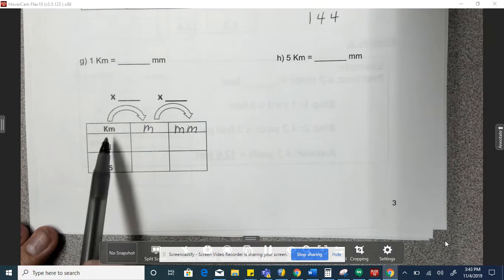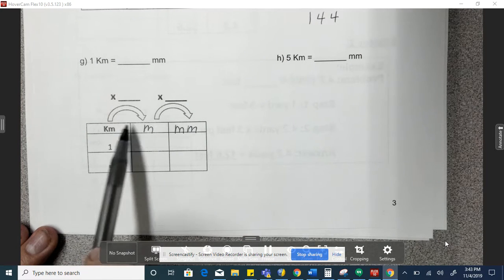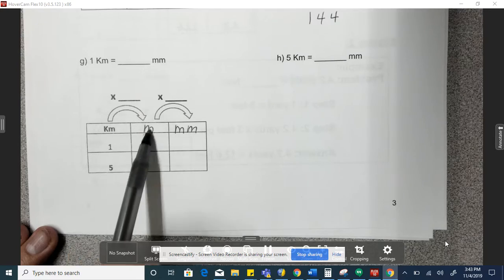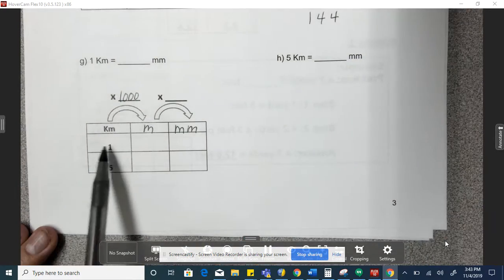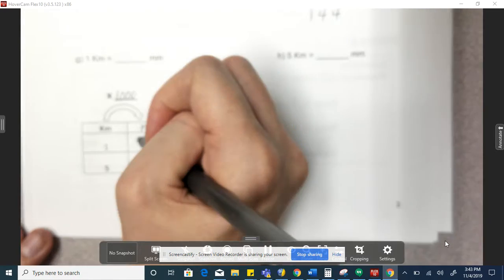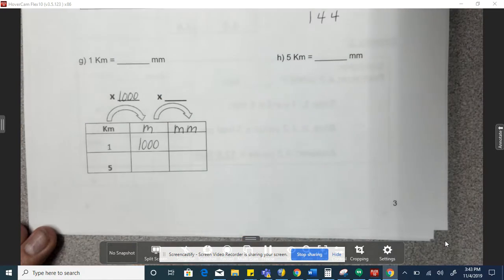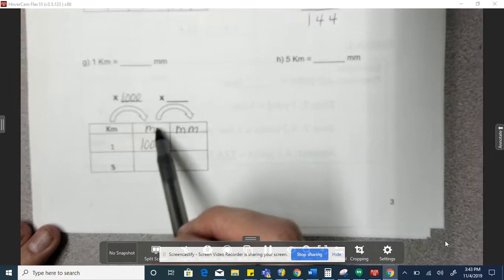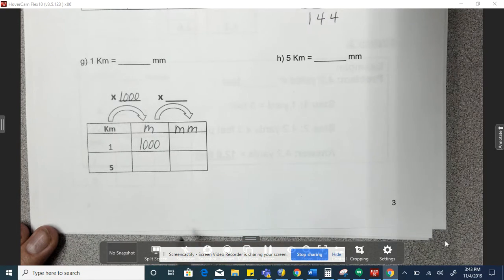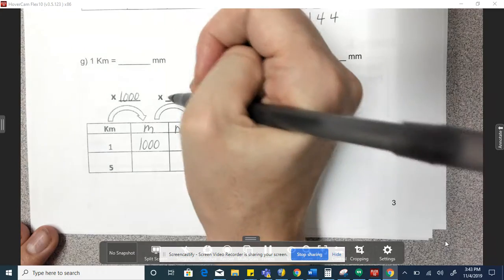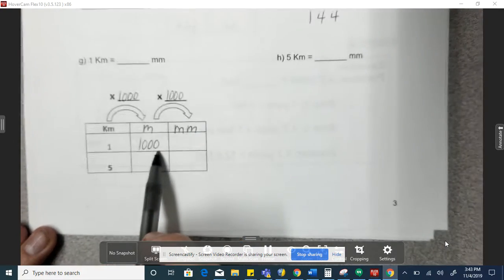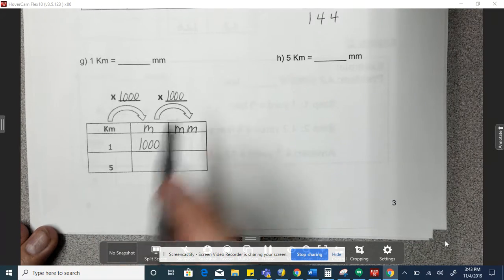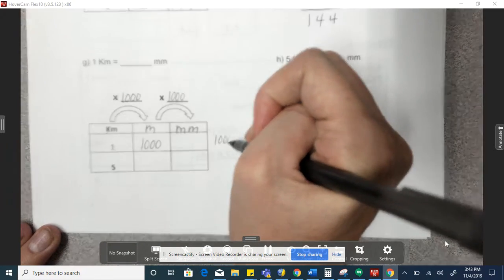Well, I know that in 1 kilometer, there are 1,000 meters. So I'm going to put 1,000 on my line. 1 times 1,000 is 1,000. Now I'm going to multiply to figure out how many millimeters are in 1 meter. Well, I know that there are 1,000 millimeters in every meter. So I'm going to be multiplying 1,000 times 1,000. I'm going to write that out.